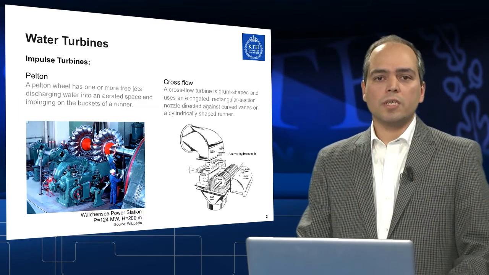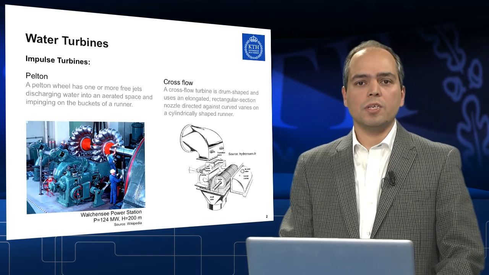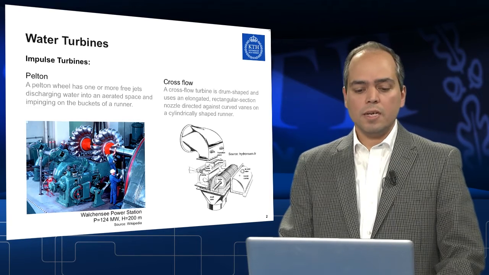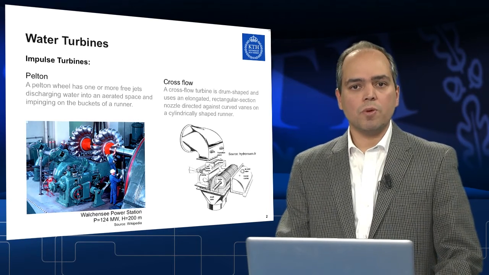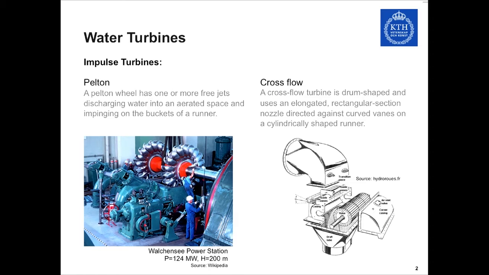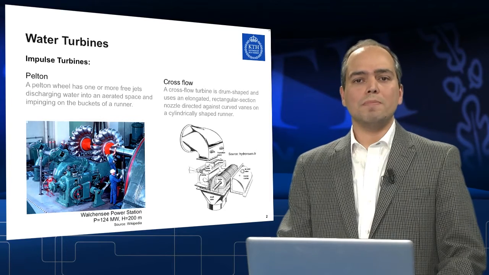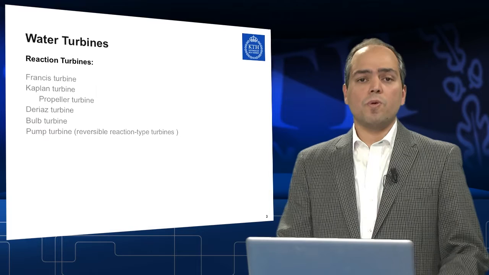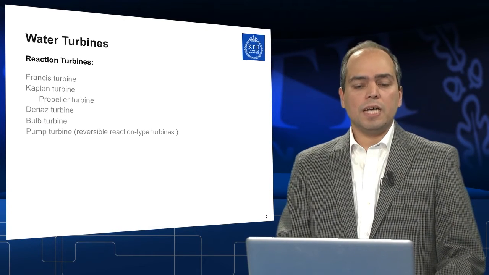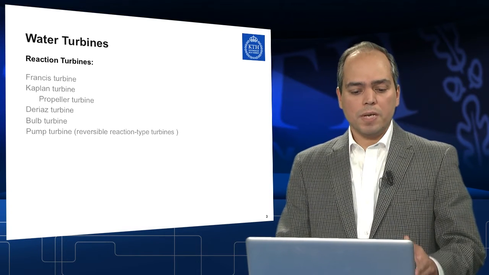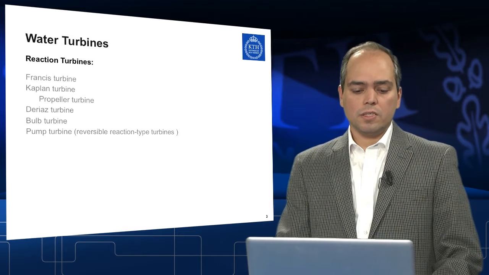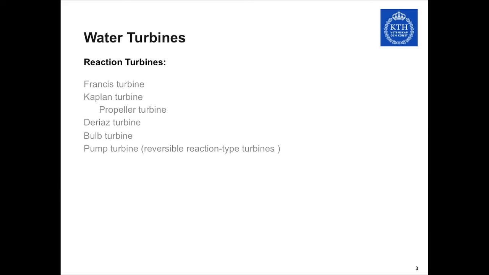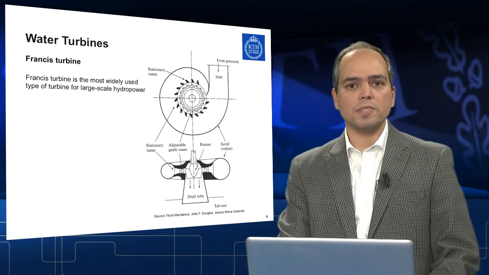Now we are going to take a look at the water turbine as the major component in a hydropower plant. You've seen these impulse turbines before in lecture series 1, so I'm not going to repeat this. They are more applicable to medium to small scale hydropower plants. For large scale power plants, we have reaction turbines that are based on Francis, Kaplan, Deriaz, and pump turbine as a subcategory of the reaction turbines.